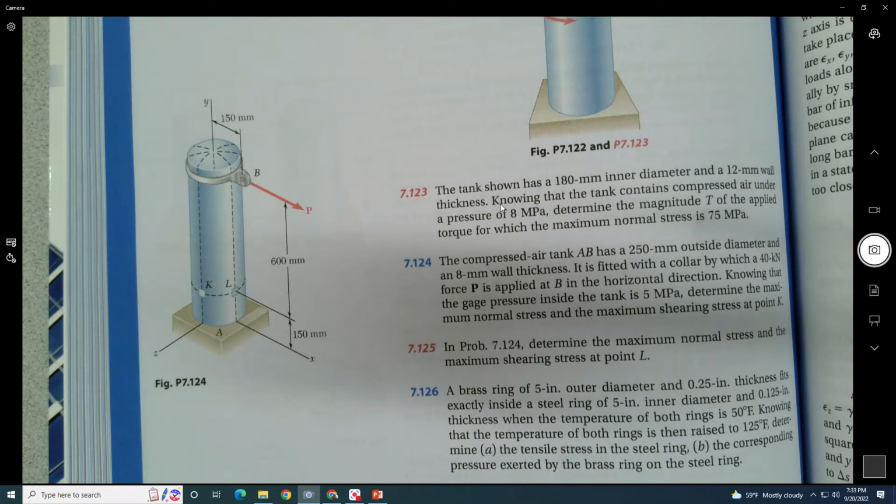And it's got a collar and there's a 40 kilonewton. So P is equal to 40 kilonewtons. And knowing that the gauge pressure is, so you know, it's sticky that they use P in here, because I want to use lowercase p, and you can't tell the difference between uppercase P and lowercase p on a board. But they got 5 megapascals is the pressure.